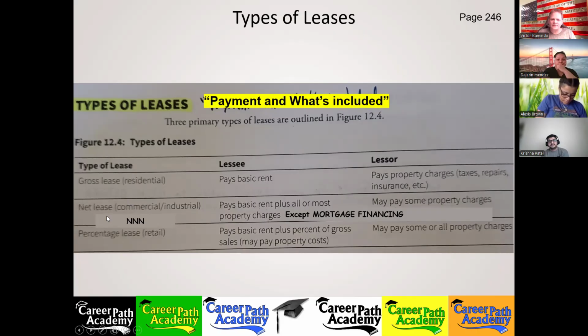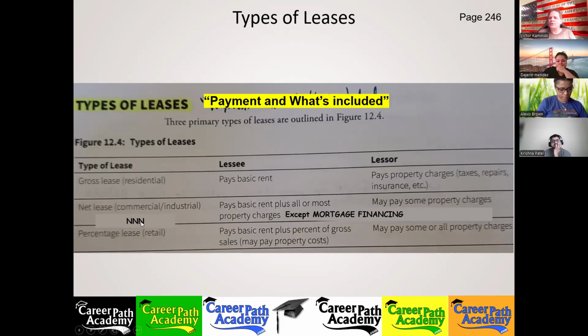In a net lease, common in commercial and industrial properties, the tenant pays the basic rent plus all or most property charges, except for mortgage financing. So the landlord may pay some property charges in a net lease. It depends on what was agreed to.